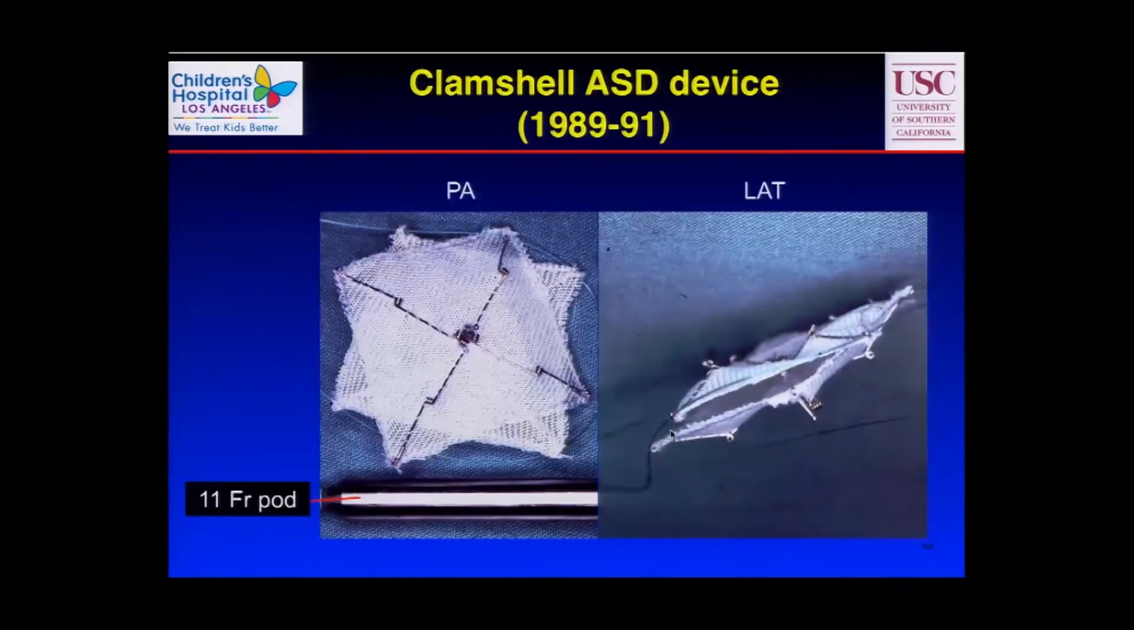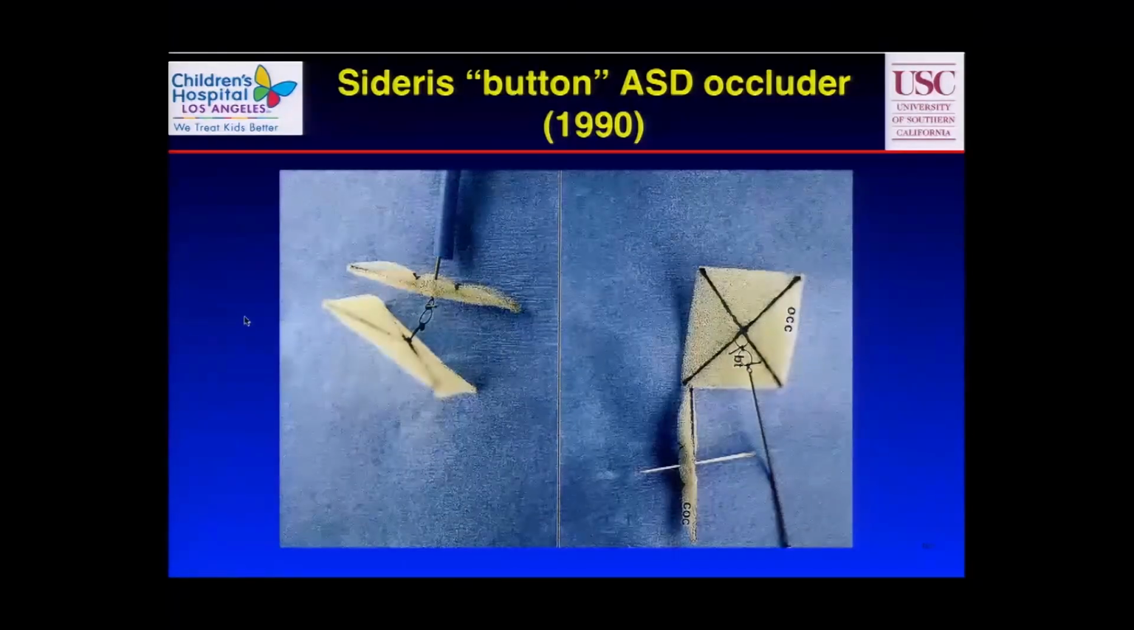The clamshell came along in 1989 to 91. You see there's a double disc system. There's a stainless steel with hinge point here, goes to an 11 French system. When I was training at that time, we used a lot of these for ASDs. Sideris button, again, 2-disc system, 1990. It looks like styrofoam, and it dissolves over time.